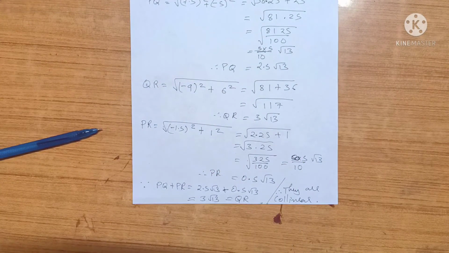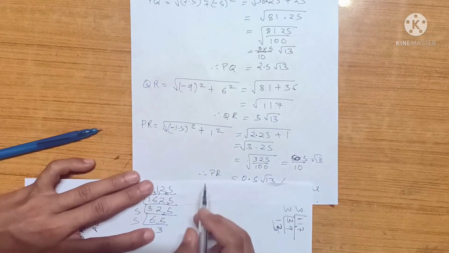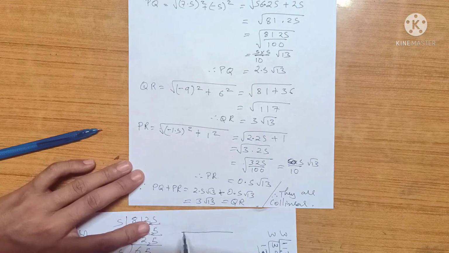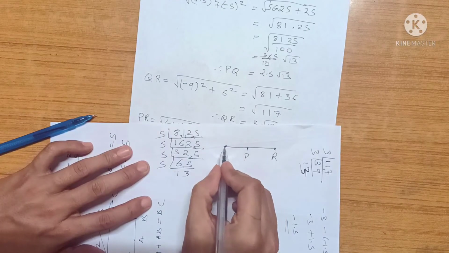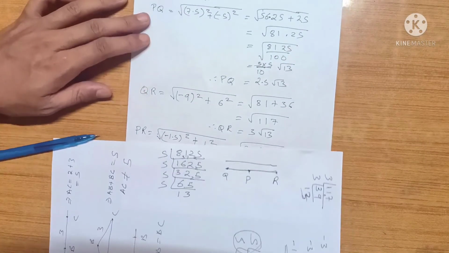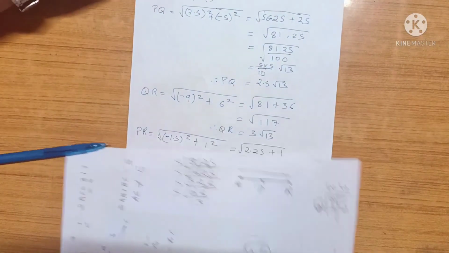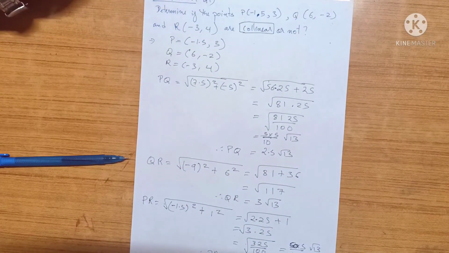Which means if we were to plot this on a graph, the points will come out, see, Q, R, and in the middle P. It will come out something like this, where PQ plus PR gives us QR. Okay, so that's why we know that they're lying on a straight line. So let's start with that.